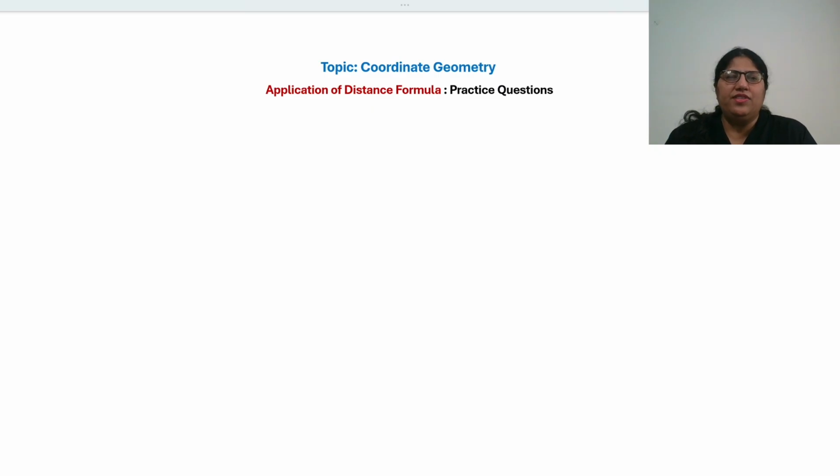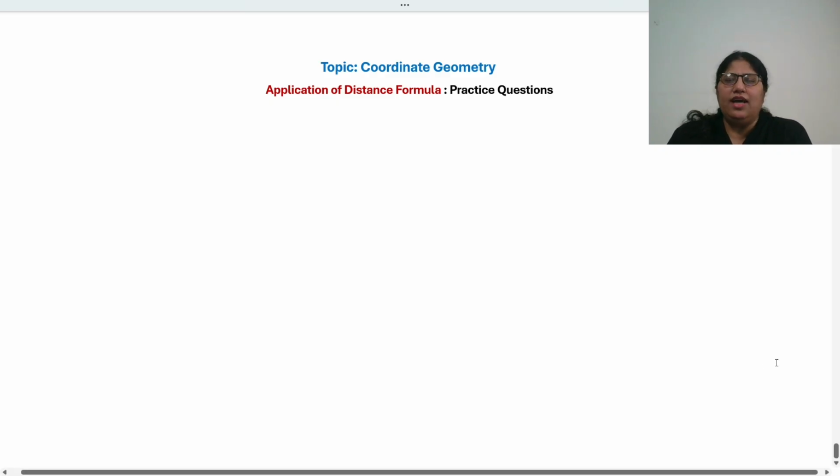Students, we have seen the distance formula and its applications. So what are the applications of the distance formula? We can use it to check collinearity, to see what type of triangle we have, and to check which kind of quadrilateral it is. So let us quickly see how we are going to solve the questions.